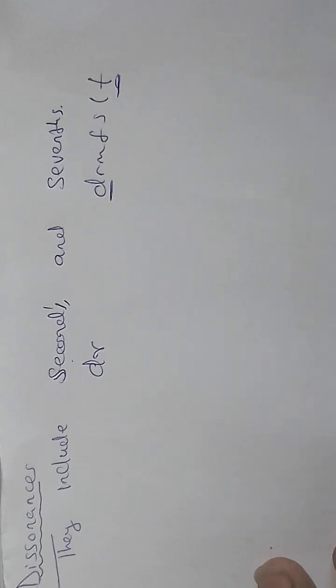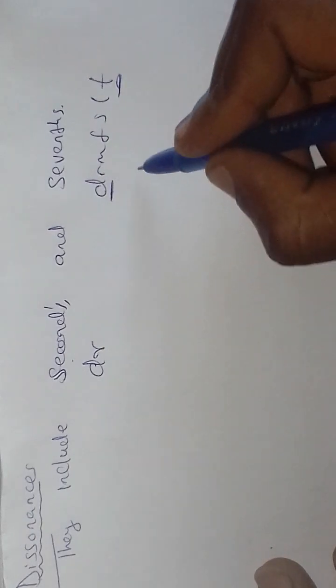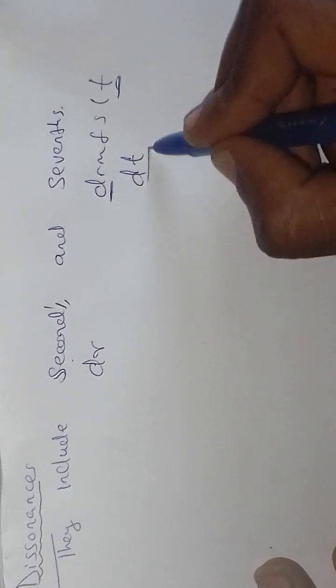An example of a seventh: we can have do, re, mi, fa, sol, la, ti. Do and ti form what we call a seventh, and we can still invert do, ti to become ti, do. This one is still a seventh. We'll come to the inversions much later. The point is, all the seconds and sevenths form dissonances.